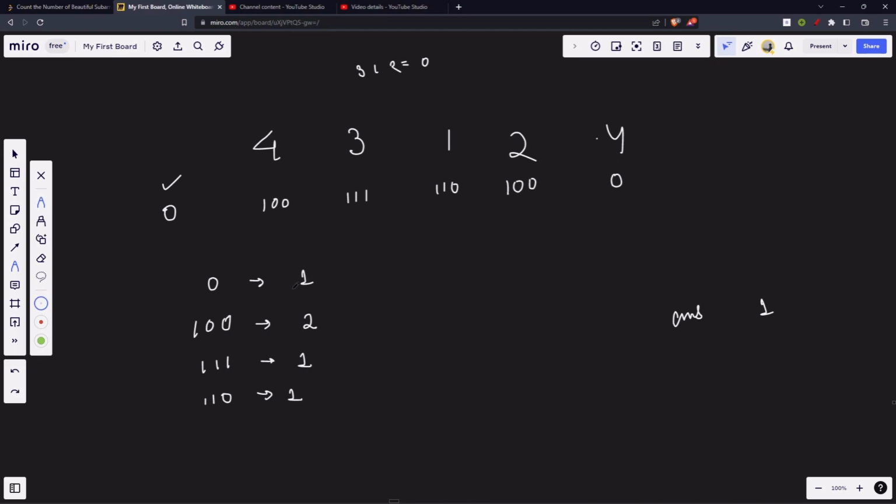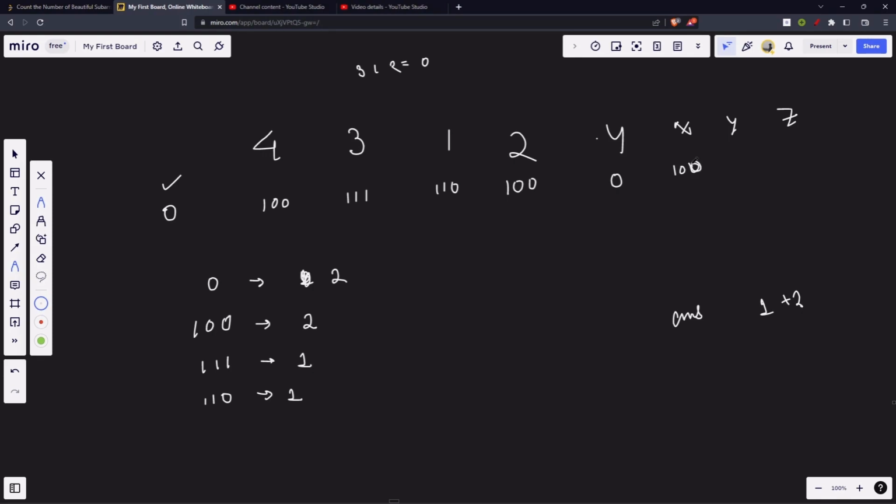Now, how many times did we get this? One time. So 1 plus 1. Increase its frequency. Okay. Let's say we had a few more numbers, let's say x, y, z. And let's say we again get a XOR of, let's say, 100 here. Okay. Now, what would that mean?